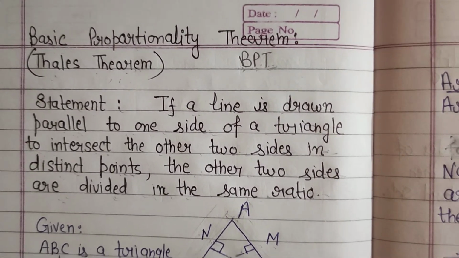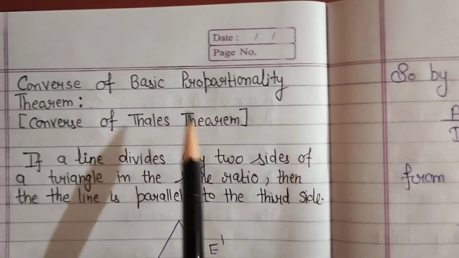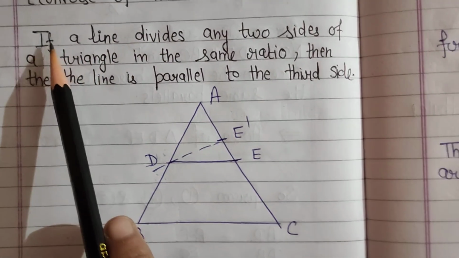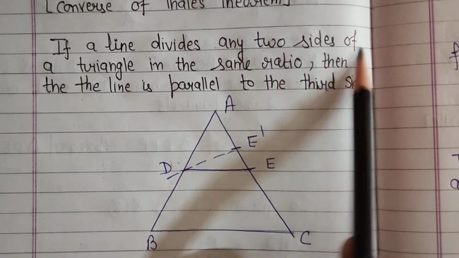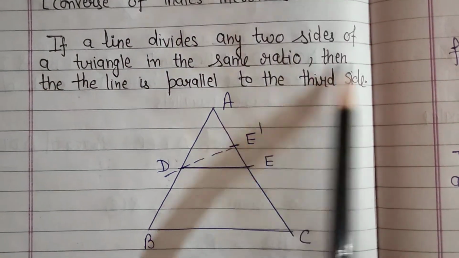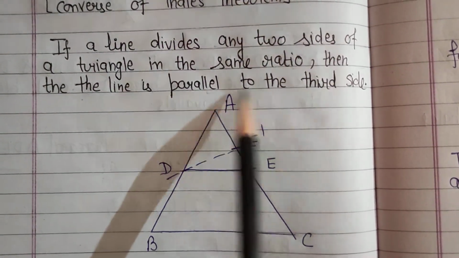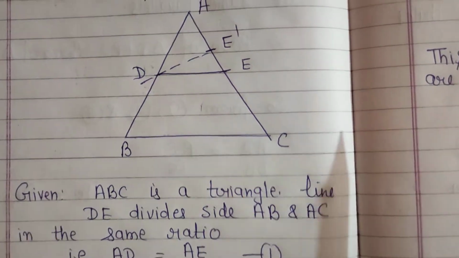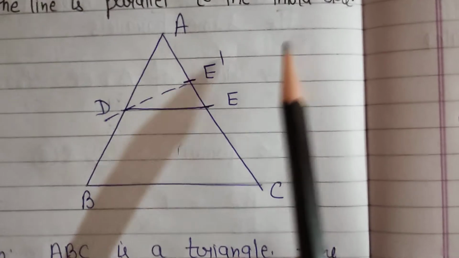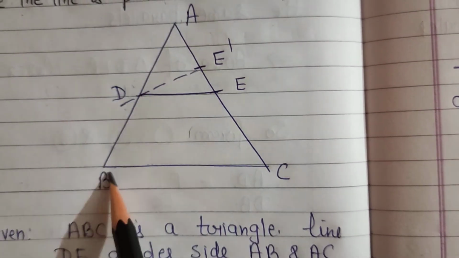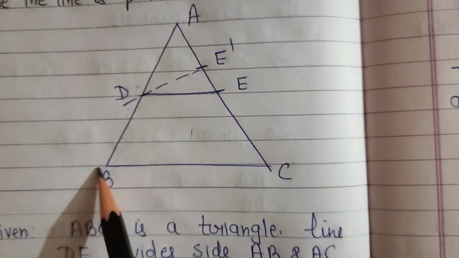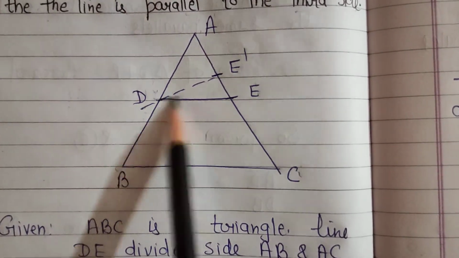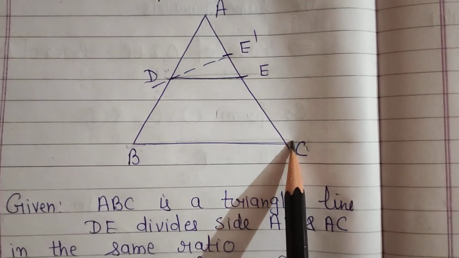And another theorem, the second theorem, is the converse of the Basic Proportionality Theorem. Now here the statement is: if a line divides any two sides of a triangle in the same ratio, then the line is parallel to the third side. Now this is the converse of the Thales theorem. So here the given is that in triangle ABC, AD by DB is equal to AE by EC, and we have to show that line DE is parallel to line BC.